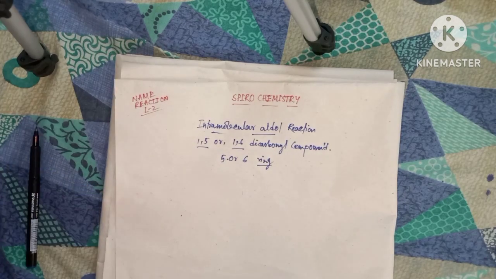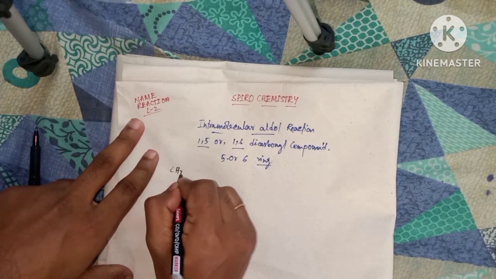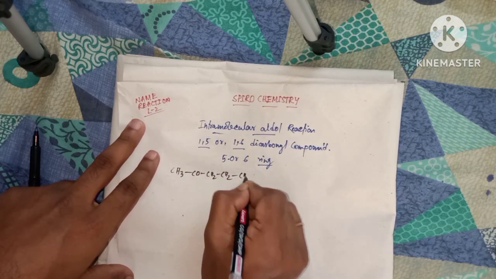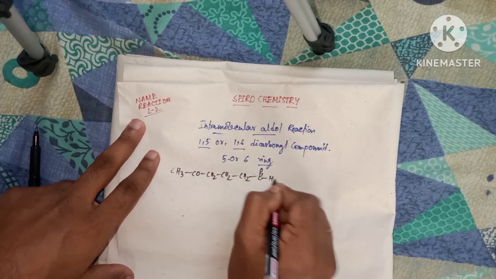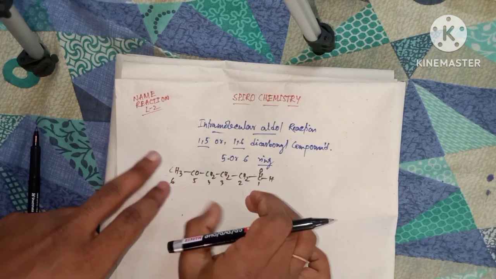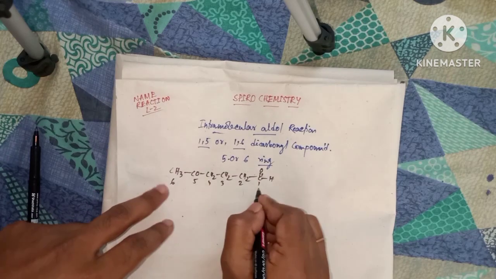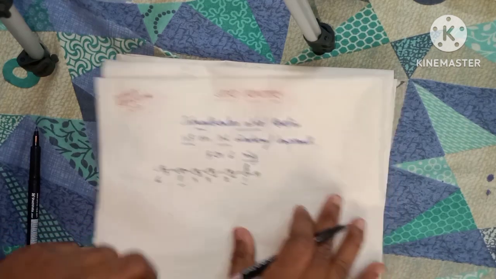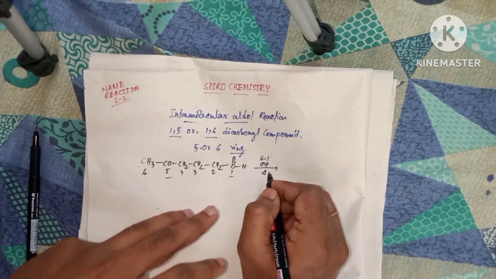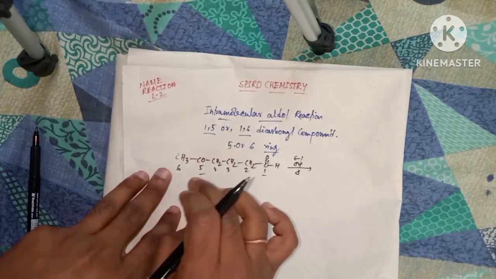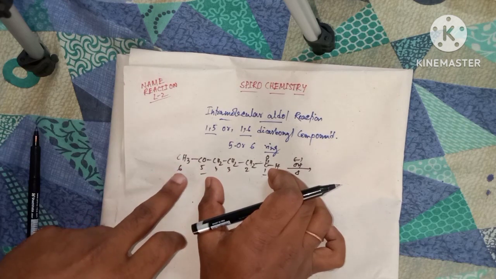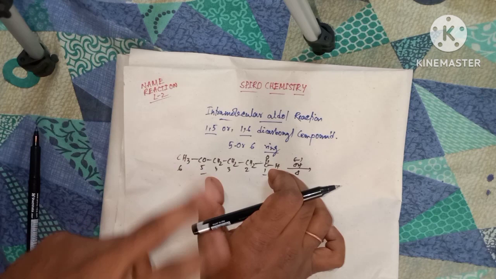So suppose there is a compound CH3, CO, CH2, CH2, CH2 and C double bond O H. Here it is 1, 2, 3, 4, 5, 6. So we can see that it is a 1,5 dicarbonyl compound. If you give OH minus and heat, there is an aldol condensation reaction, and that is the intramolecular aldol condensation reaction.